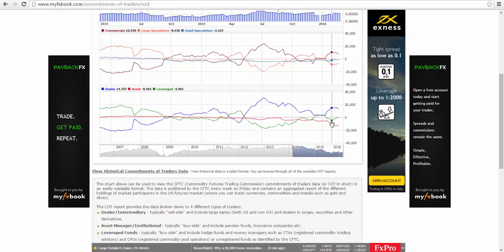Going over to the New Zealand dollar here. Similar case here as well. We see the leveraged money short positions have actually decreased a fair bit, and now we have gone into leveraged money long positions and dealer short positions. This suggests more of a strength in New Zealand dollar.